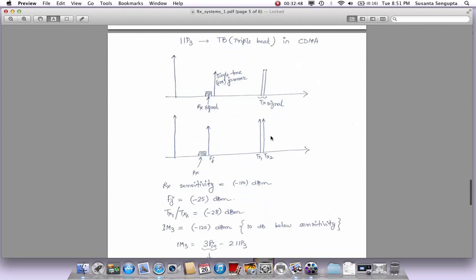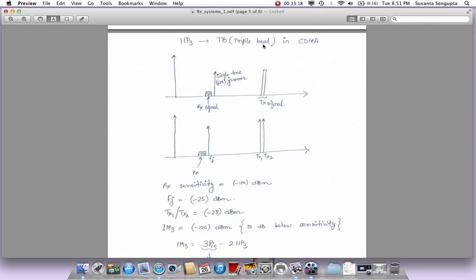Another case for IP3 is what we call triple beat, which is kind of one of those very hard cases in cellular. So triple beat is basically also a third order nonlinearity, where there are three tones, and if there are three tones, they could cause, if you go through a third order nonlinearity or third order expansion. For example, you have A1 sine omega 1t plus A2 sine omega 2t plus A3 sine omega 3t.